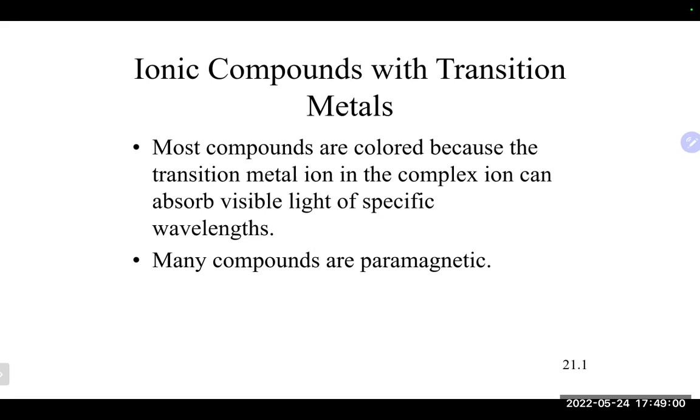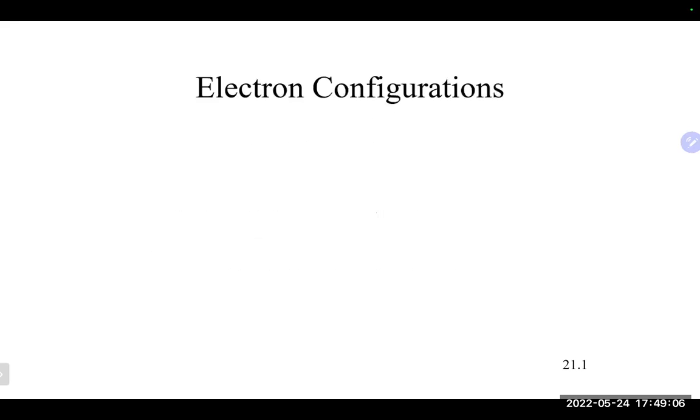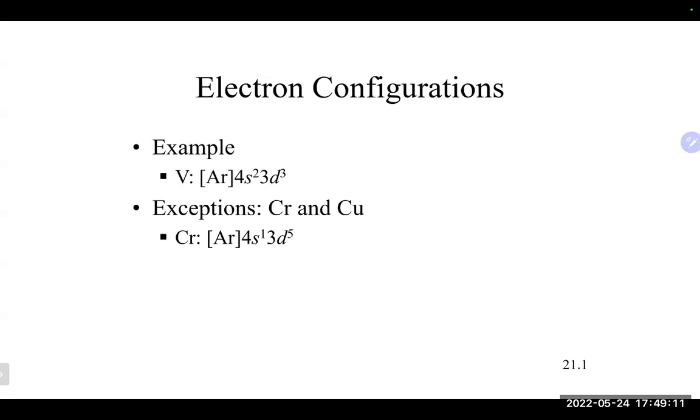Paramagnetic means some unpaired electrons happening there, right? Diamagnetic means they pair off and stuff like that. So let's just remind ourselves a little bit about electron configuration, right?